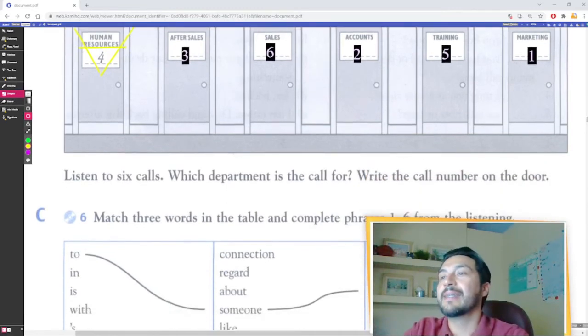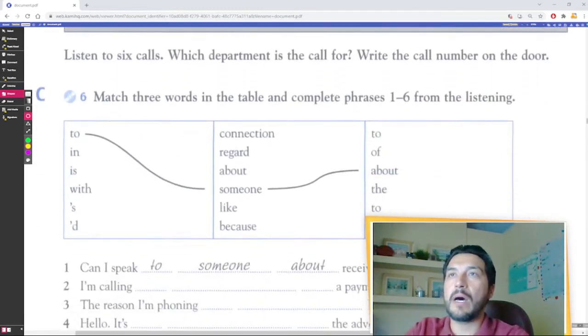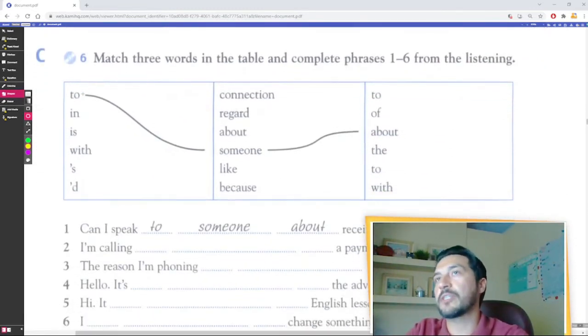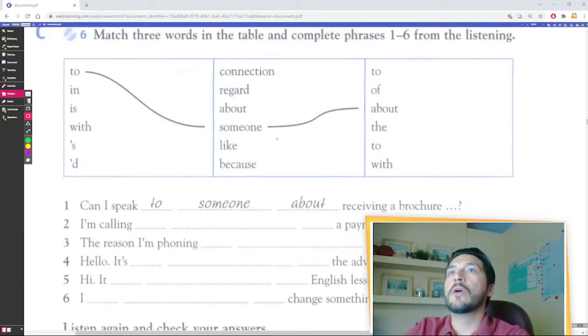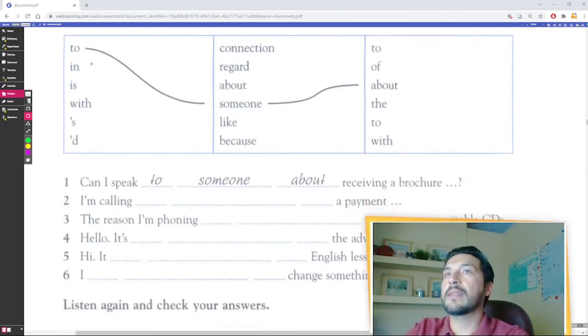Excellent. Now we're going to listen to the same audio, but we're going to do a different exercise. We're going to match 3 words in the table and complete phrases 1 through 6 from the listening. Go ahead and look at the chart right here. We have to, in, is, with.